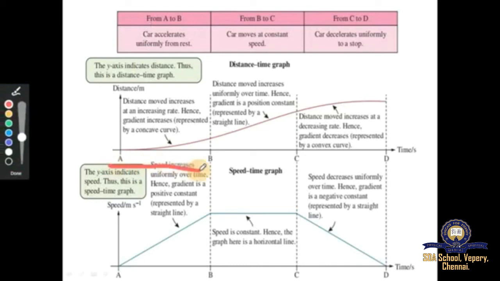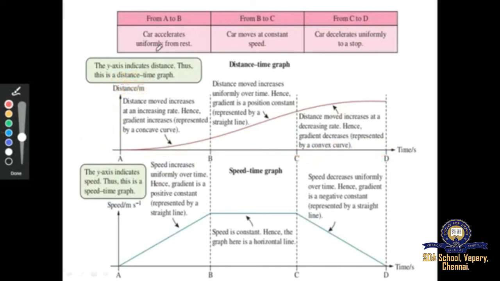from A to B, car accelerates uniformly from rest. From B to C, car moves at constant speed. From C to D, car decelerates uniformly to a stop. The y-axis indicates distance, thus this is a distance time graph. Here the x-axis indicates the time and the y-axis indicates the distance. So we can say this is a distance time graph.